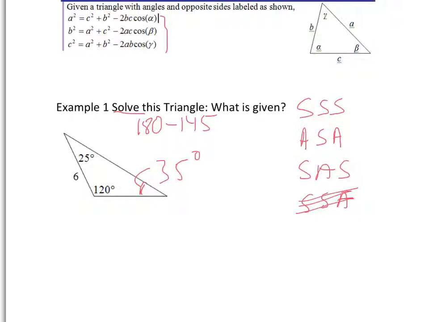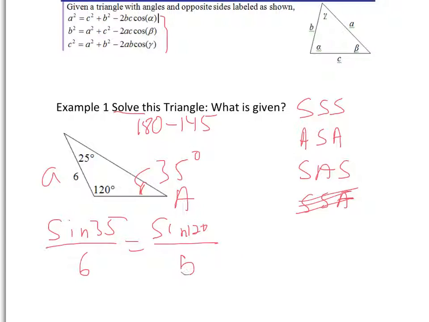Now I can set up, what I see is an angle-side pair. I've got this angle on that side that corresponds to it. So this is like angle A, and that's side a. Or you could call it angle B and side b. It doesn't matter which angle it is, as long as you see that it's a corresponding angle-side pair. So what I can do is write sine of 35 degrees over 6 is the same as sine of 120 degrees over b, or c, doesn't matter, and then the sine of 25 degrees over c.